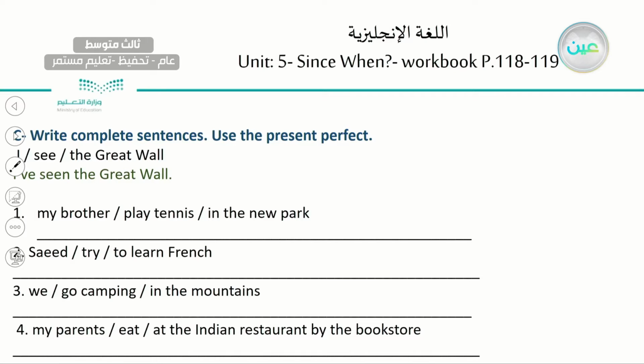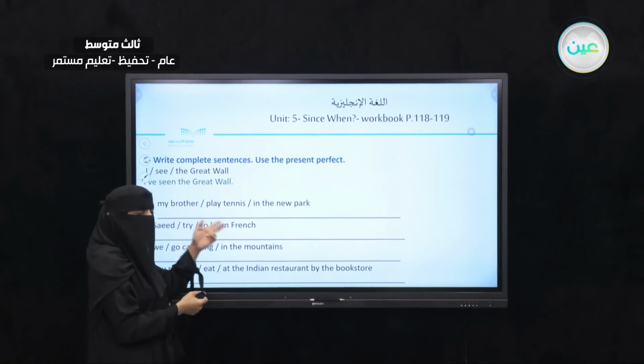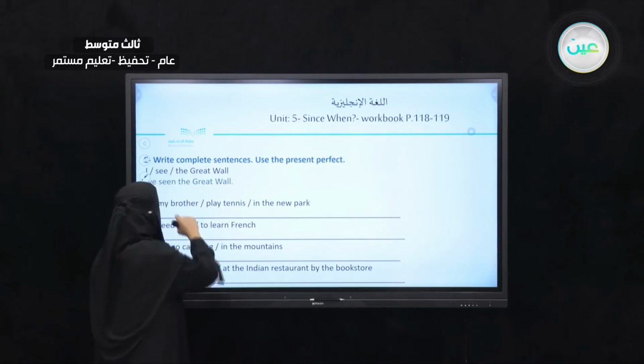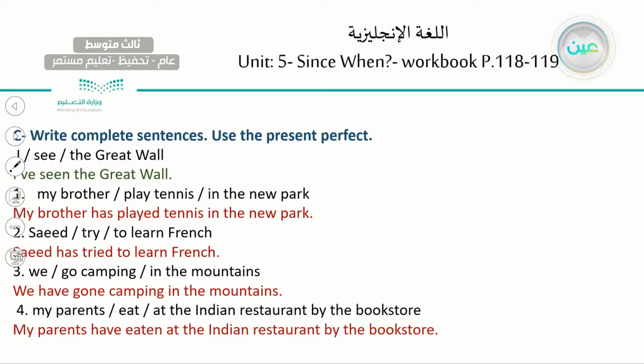Exercise C, write complete sentences, but in this exercise, we are using the present perfect. We're not using the past, we're using the present perfect. How do we form the present perfect? Has or have plus verb 3, right? With he and she, we use has. With the other pronouns, we use have. An example here, I see the Great Wall. I've seen. The verb 3 from see is seen, the Great Wall. We have these exercises. If you haven't done it, pause the video and do it. Let's see the answers together.